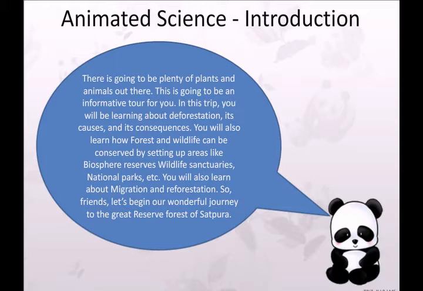In this trip, you will be learning about deforestation, its causes and its consequences. You will also learn how forest and wildlife can be conserved by setting up areas like biosphere reserves, wildlife sanctuaries, national parks, etc. You will also learn about migration and reforestation. So, friends, let's begin our wonderful journey to the great reserve forest of Satpura.